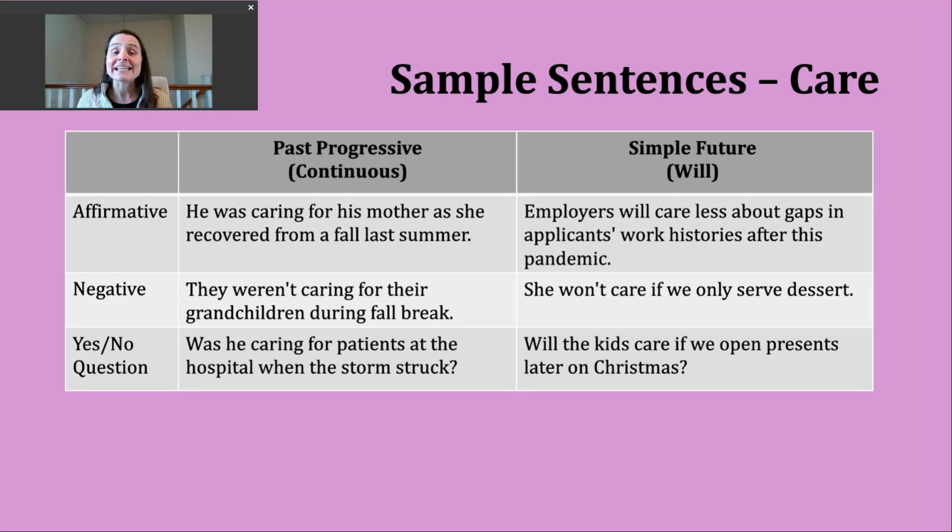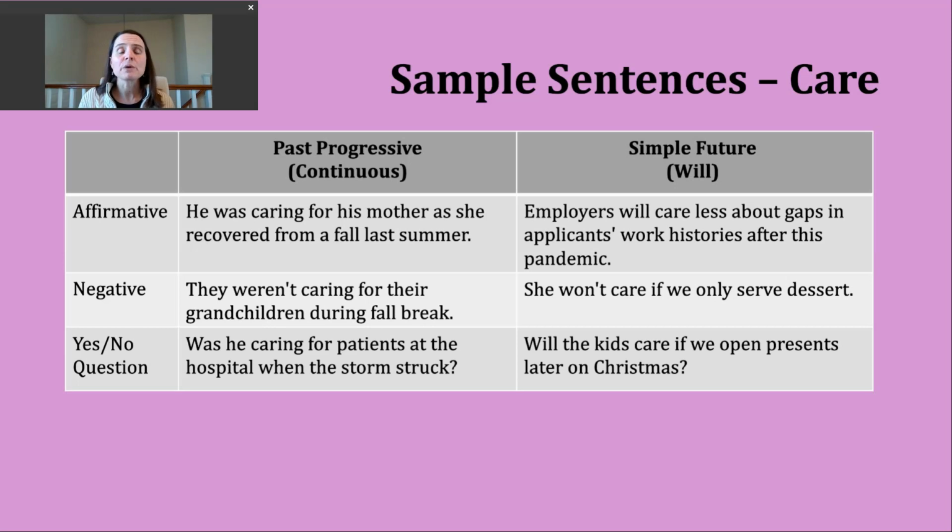Finally, if you want to make a yes or no question in the past progressive, you're going to start with our past form of be, so was or were, whichever form matches our subject. Subject comes next. And then we've got that ing form of the verb. Here's another example. Was he caring for patients at the hospital when the storm struck?